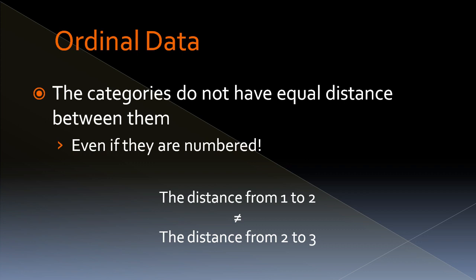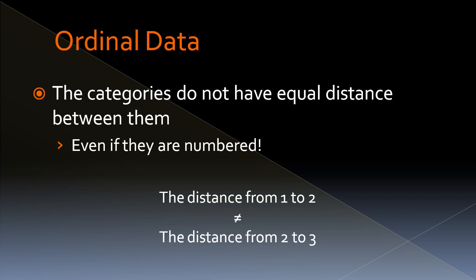The categories themselves do not have equal distance between them, whether they are numbered or not. The distance from 1 to 2 is not equal to the distance from 2 to 3. If you've got categories of small, medium and large, the distance from small to medium is not the same as from medium to large, because you haven't defined what small, medium and large are.